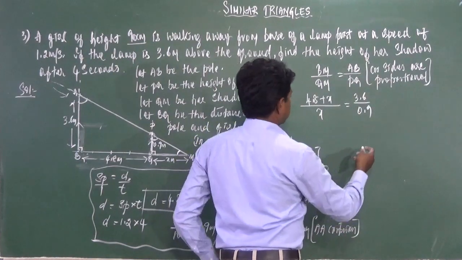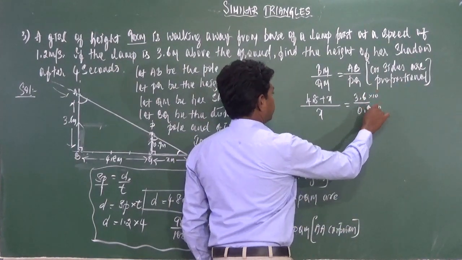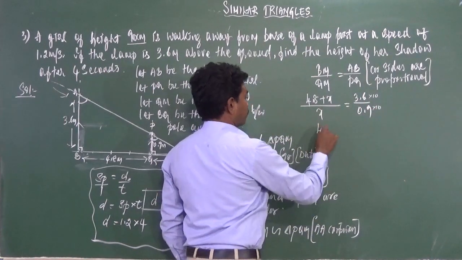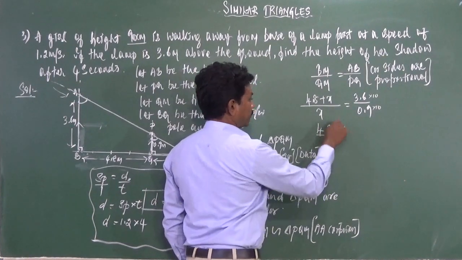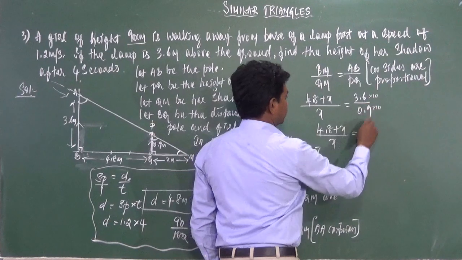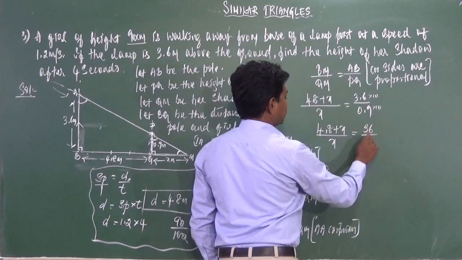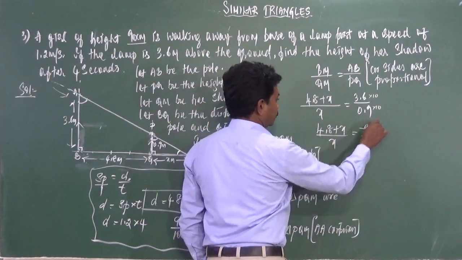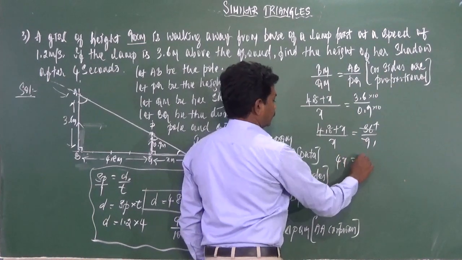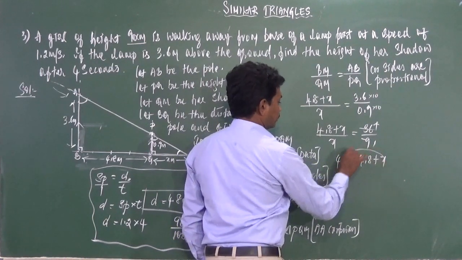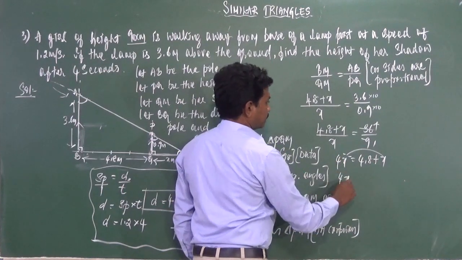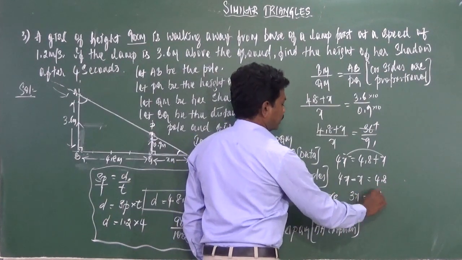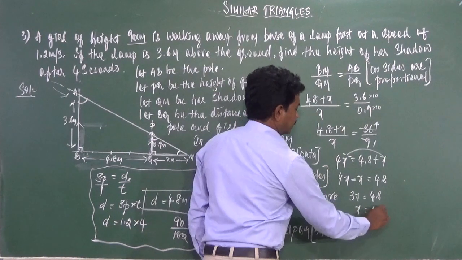So we will go with cross multiplication. This is into 10, because after the point we have one decimal place. So 4.8 plus X by X, please don't cancel this, it cannot be done. 3.6 into 10 is 36 by 0.9 into 10 is 9, 9 times 4 is 36. So 4 into X, 4X, is equal to 4.8 plus X. So we transpose this X here. So 4X minus X is equal to 4.8. So 3X is equal to 4.8. So X is equal to 4.8 by 3.